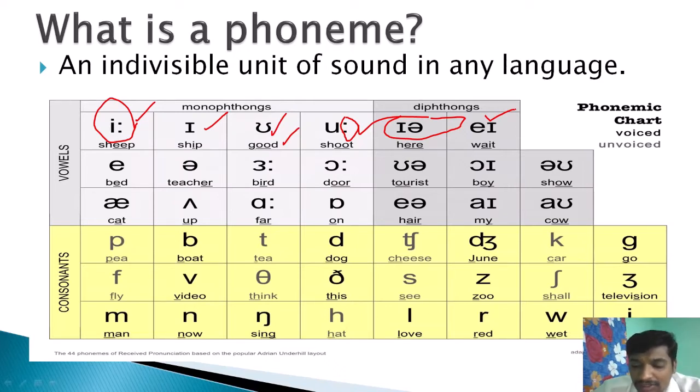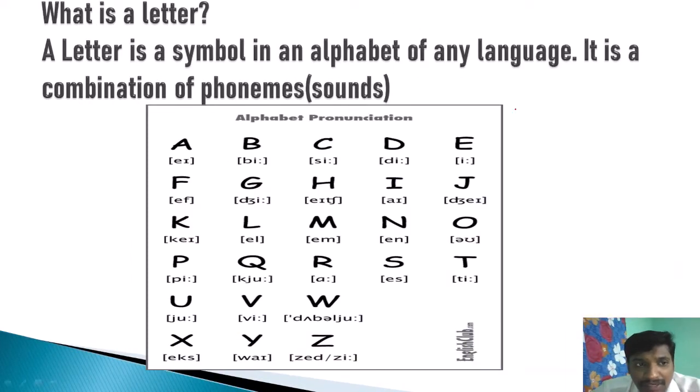The next basic unit is a letter. Generally, dear students, most of the English words have multiple meanings. Letter means written communication also. That is different. Here, letter means a symbol in an alphabet of any language. It is a combination of phonemes. Simply, it is a combination of phonemes.